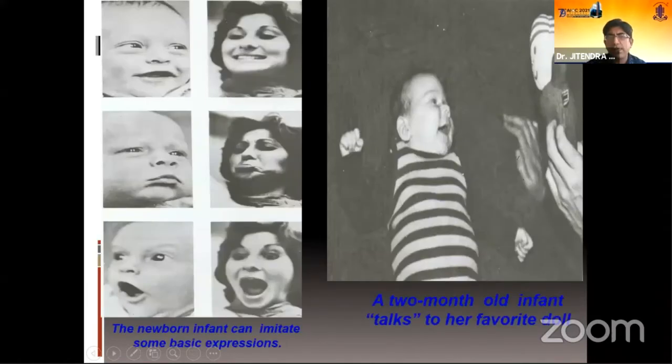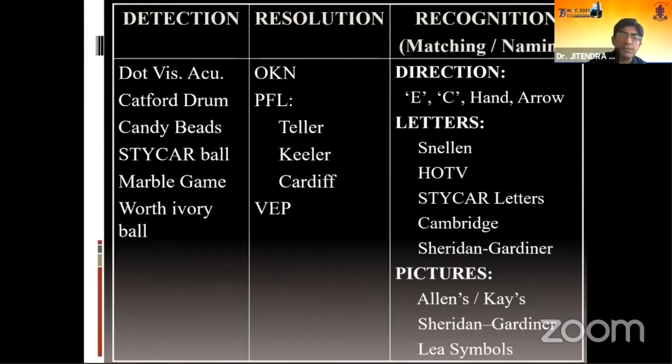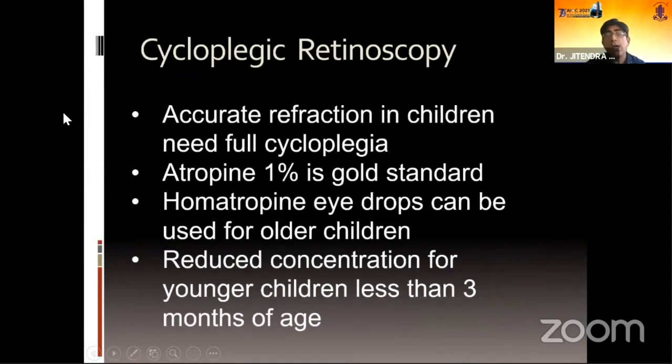This is just a small slide showing that even very small newborn infants can see and can imitate expressions. This is just a small division of detection visual acuity, resolution visual acuity, and recognition visual acuity. So our Snellen's comes under recognition visual acuity, but then there are preferential looking tests, forced choice tests, Catford drum, and OK and nystagmus drums.